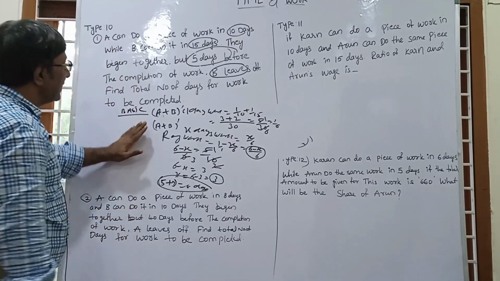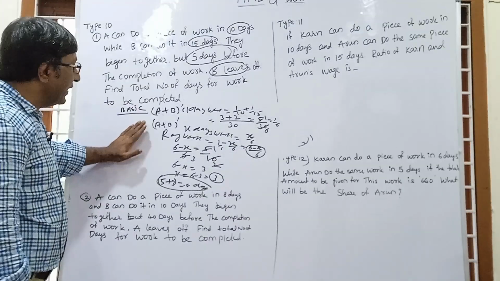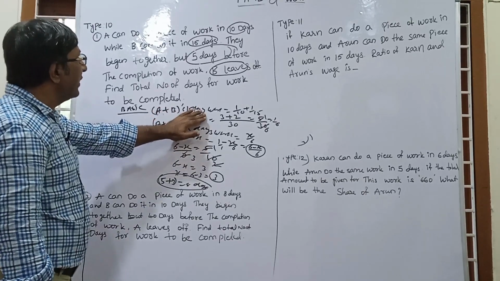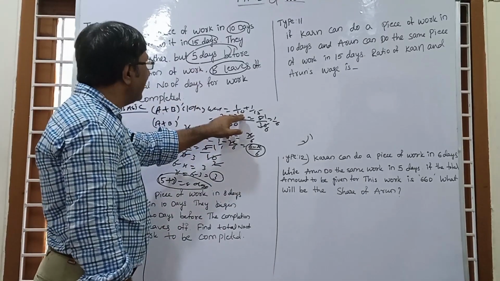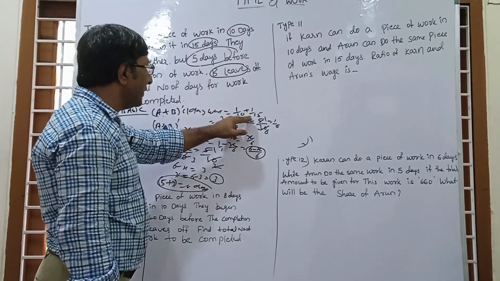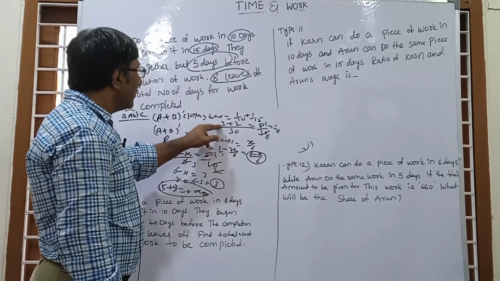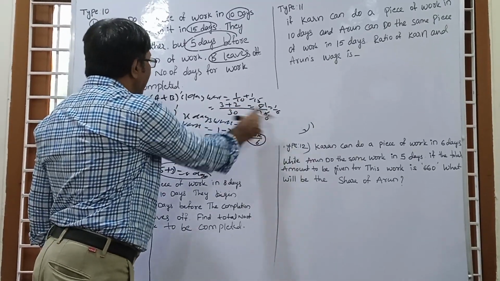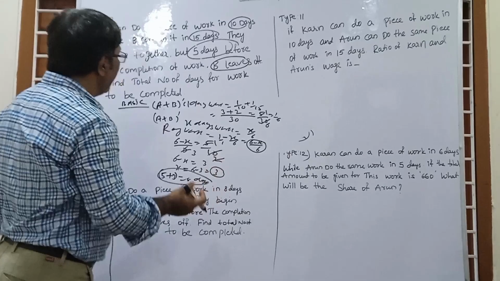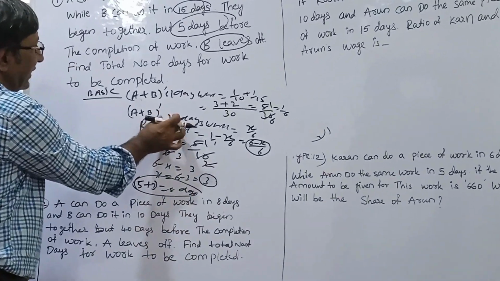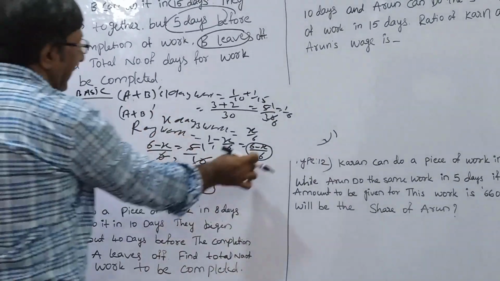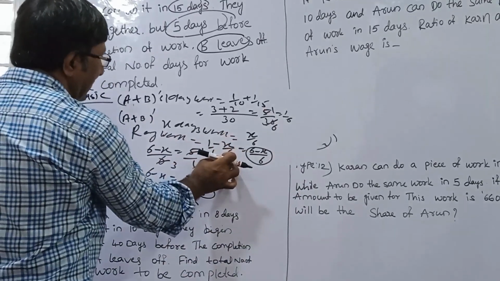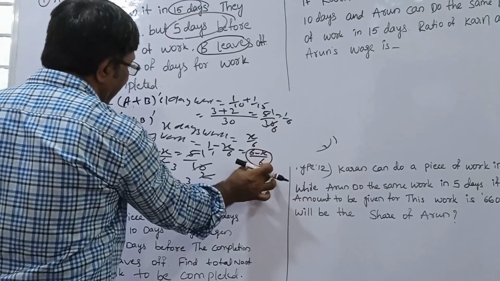So this is the basic method for solving the question. Again, you see A plus B's 1 day work: A's 1 day work is 1 by 10, B's 1 day work is 1 by 15. The LCM is 30, so 10 3s are 30 and 15 2s are 30, giving 5 by 30, that is 1 by 6 per day. Assume A plus B worked x days together, so x days of work is x by 6. The remaining work will be 1 minus x by 6, that is 6 minus x by 6.